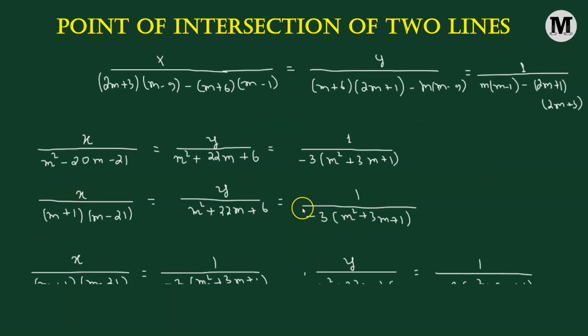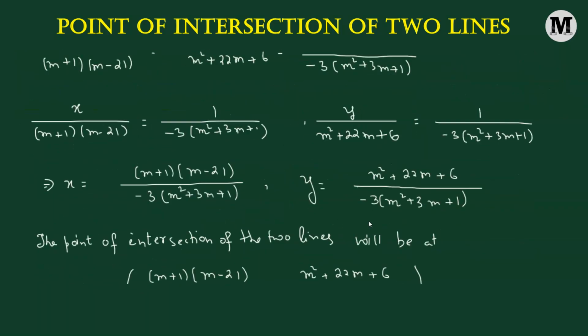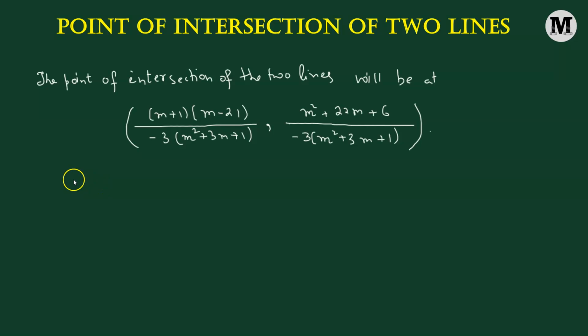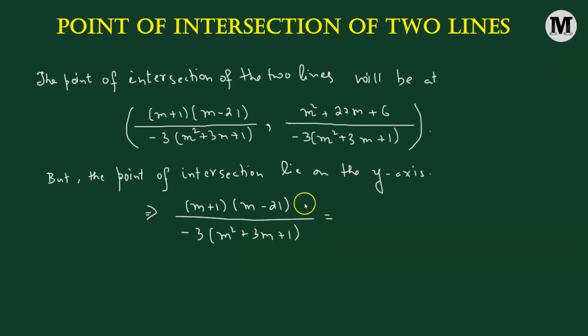However, in the problem, it is given that the intersection is a point on the y-axis. So we can say that the point of intersection lies on the y-axis. That means its x-coordinate must be 0. This implies that (m plus 1)(m minus 21) divided by negative 3 times (m squared plus 3m plus 1), which is the x-coordinate, must equal 0. Or we simply get (m plus 1)(m minus 21) equals 0.